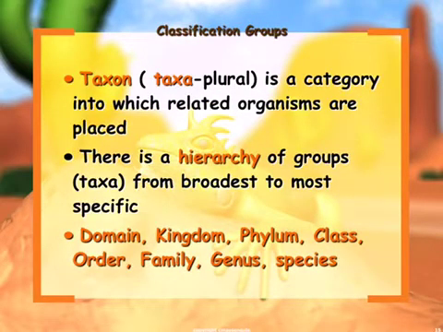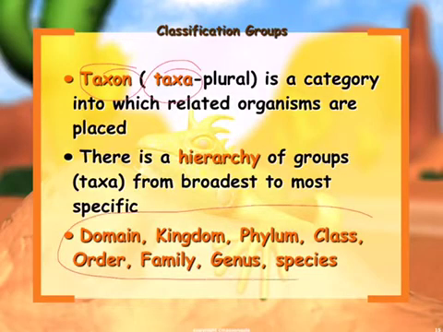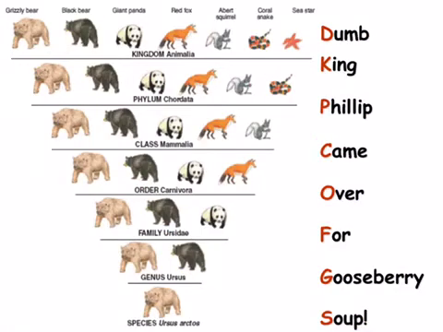Remember we mentioned a second ago that word taxon or taxa, which is the plural. That's the category or level of classification an organism is placed in. It is a hierarchy from broadest to most specific, like I said, and these are the levels of classification in the modern system today. Looks like this. Here's a terrible mnemonic device you can use to remember: Dumb King Philip came over for a gooseberry soup.